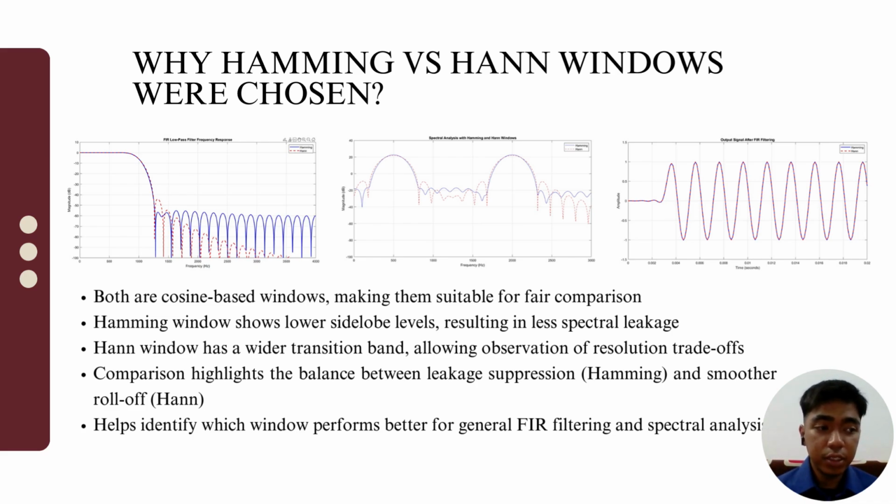The second figure is about the spectral analysis. Spectral analysis is to see how the window handles the signal. I generated a test signal with two components. The first is the desired signal at 500 Hz, and the second is the noise signal at 2000 Hz.